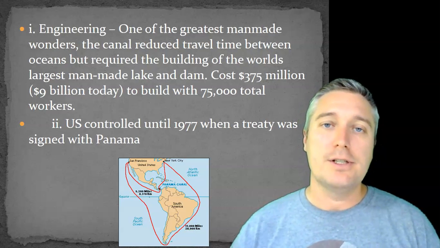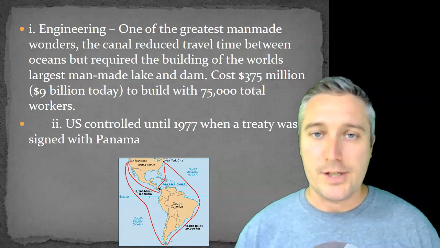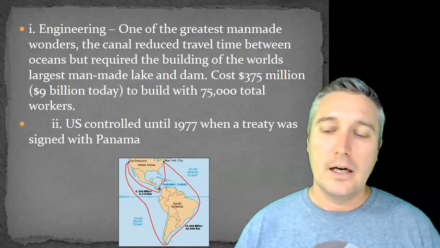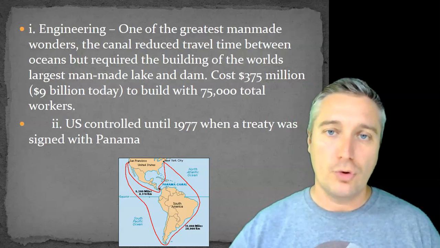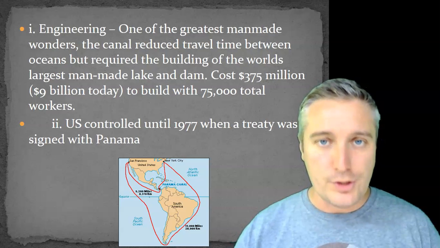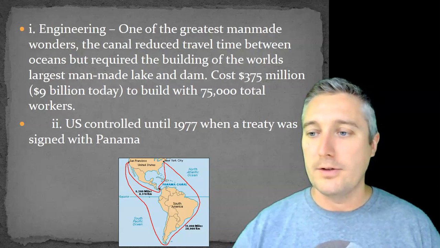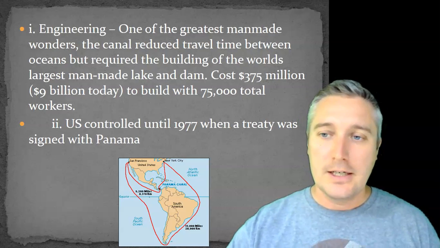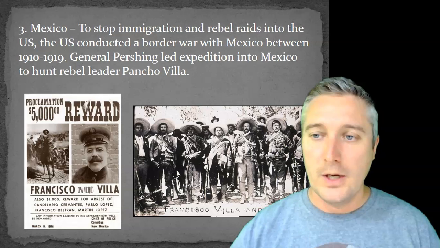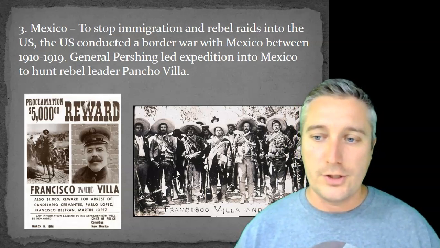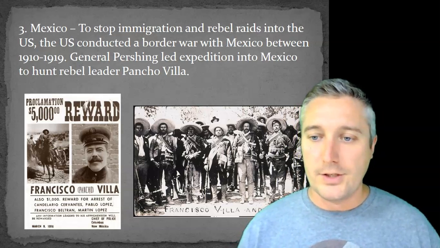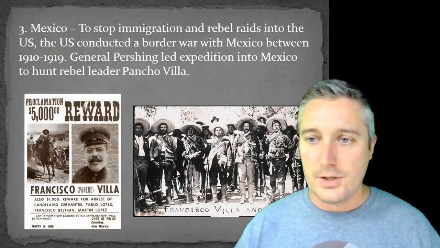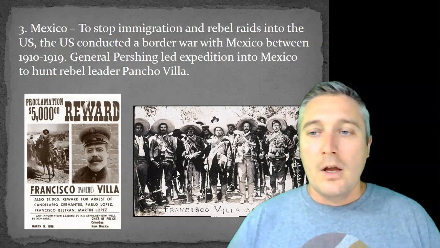The U.S. would control it until 1977, when we signed a peace treaty with Panama and basically gave them control of the canal back. We still have access to it. It is still open to use. People, you have to pay fees, but the U.S. did hand over control of that to Panama, as we're trying to kind of in some ways kind of make up for some of these other areas.